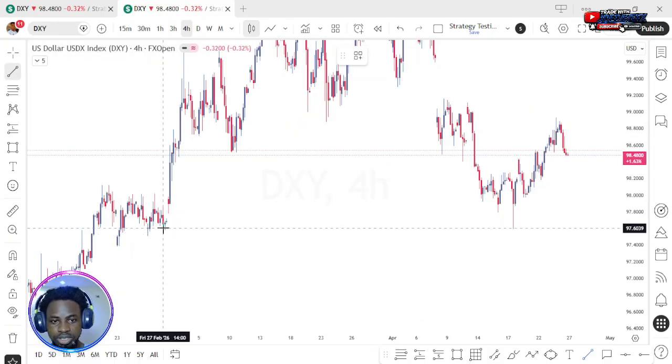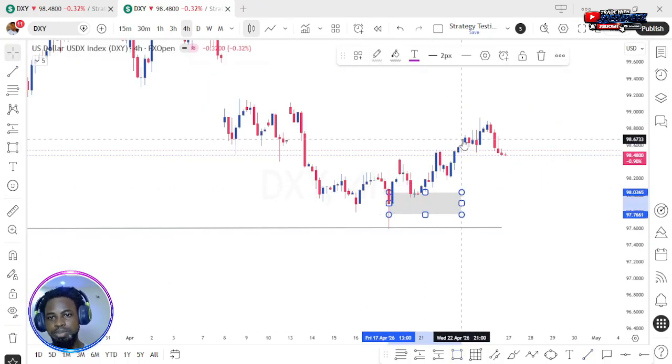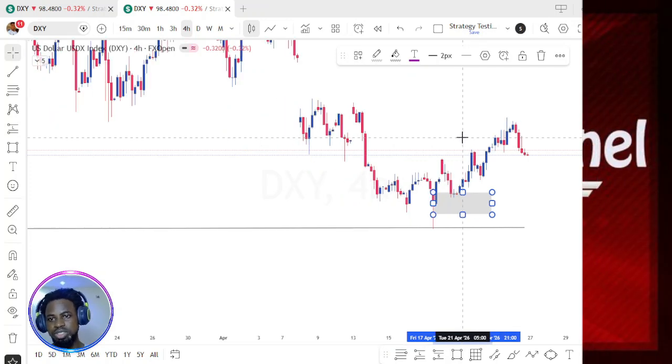We also talked about this on DXY, where I said coming back to this order block here, we were likely to see a bounce from there. And you can see that's exactly what is playing out on the DXY.